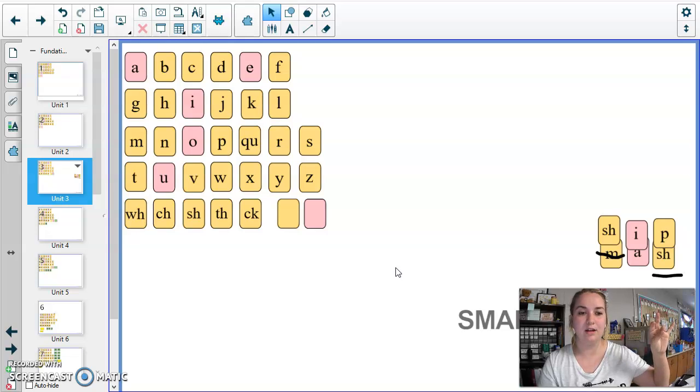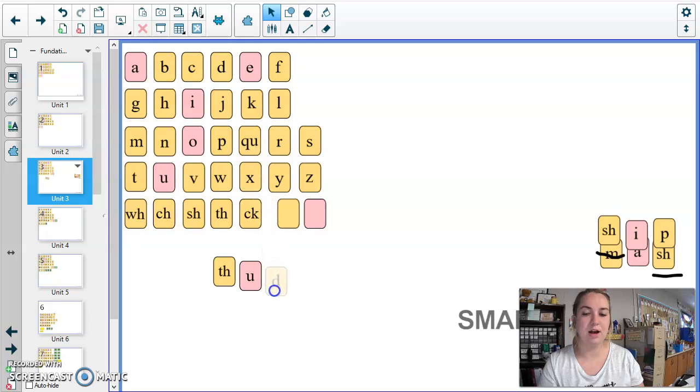Thud. One more time. Thud. That first sound is a digraph. It's one of our new sounds. What do I put? I put a TH. D. Pause the video if you need to write your letters.